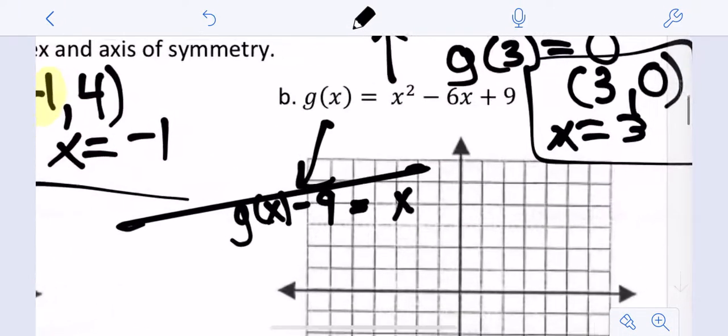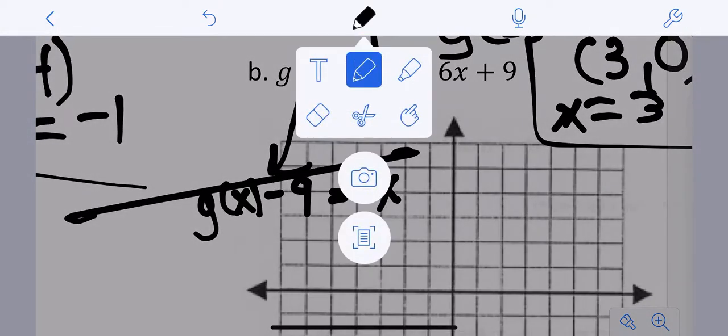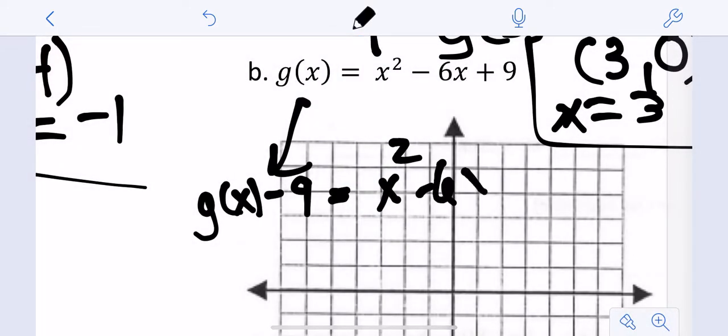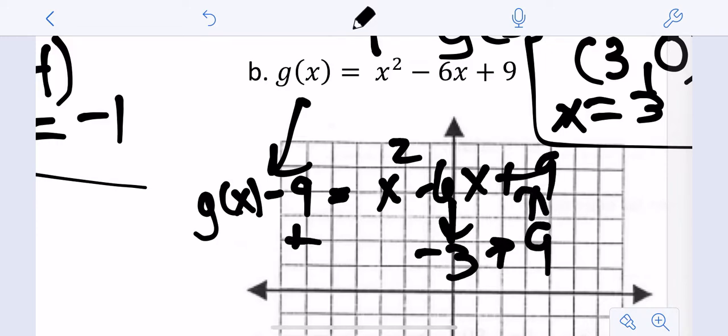Sorry, guys. Phone makes it hard. And then you're going to complete the square. So take half of this, that's -3. Square that, it's 9, and I'm going to add 9 to both sides.